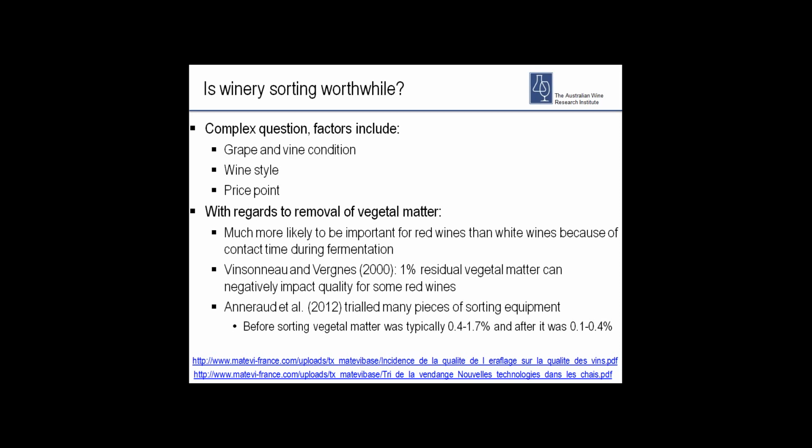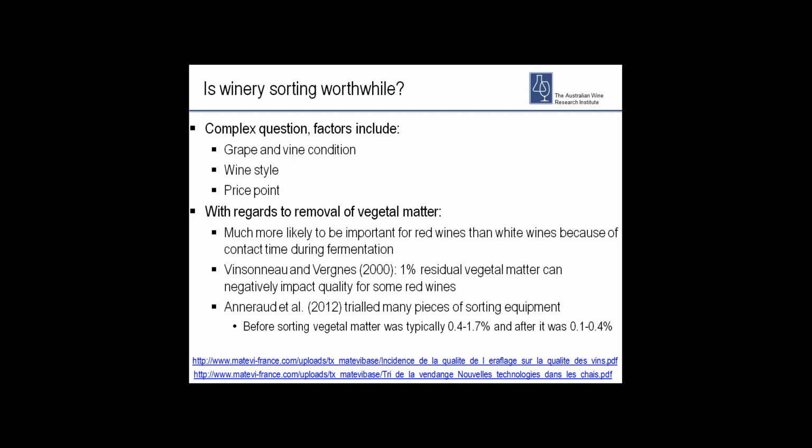If we just look at the topic of the removal of vegetal matter, it probably depends a lot on whether you're making white or red wine. With white wine, residual vegetal matter is unlikely to make much of a difference because there's usually only a fairly short contact period between juice and vegetal matter before pressing. With red wine, the residual vegetal matter is more likely to impact quality as it will be in contact with the juice and the wine during fermentation.